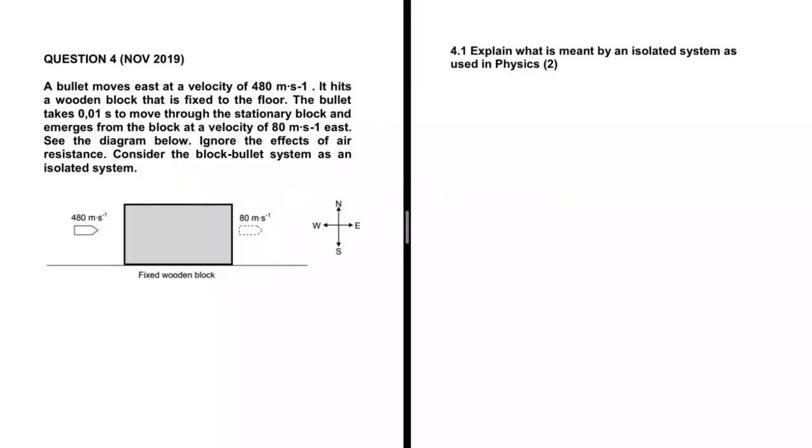Explain what is meant by an isolated system as used in physics. So an isolated system is a system in which the net external force is 0. That is what we mean by an isolated system. The net external force is 0. That is 4.1. Let's go ahead and take a look at 4.2.